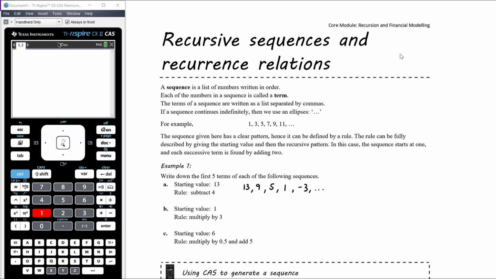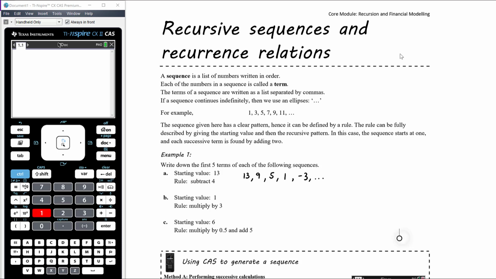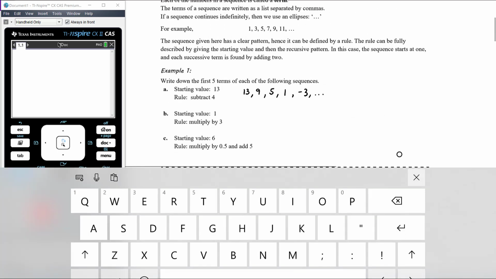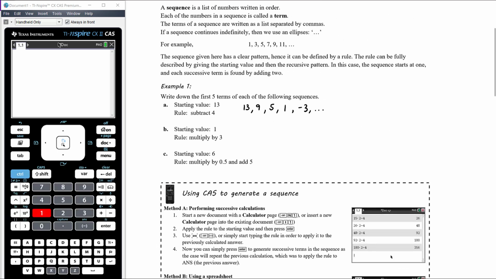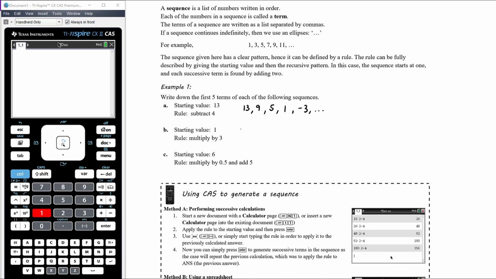In part B, the starting value of the sequence is 1, and the rule is that we should multiply by 3 to get from one term to the next. Okay, so that means the first term of our sequence is 1, the next term of our sequence is 1 times 3, which is 3, the next term is 3 times 3, which is 9, the next term is 9 times 3, which is 27, and the next term is 27 times 3, which is 81, and it can continue.